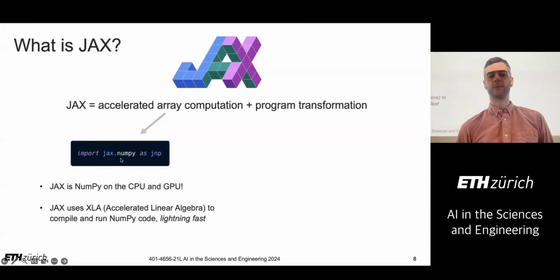To port NumPy to the GPU, or to run these fast linear algebra computations of arrays, JAX uses XLA, which is accelerated linear algebra. This is software that compiles the JAX code and allows it to run very fast on whichever device you're using, whether it's the CPU or GPU. I'm not going to get into the details of how XLA works. You can just think of this as the core engine that makes stuff fast in JAX.